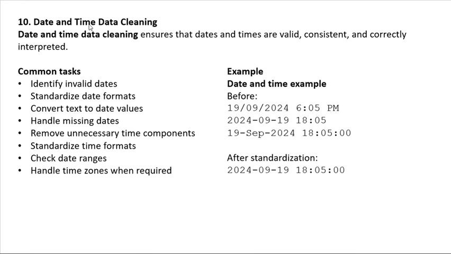And the 10th is date and time data cleaning. Date and time data cleaning ensures that dates and times are valid, consistent, and correctly interpreted. The common tasks are to identify invalid dates, standardize date formats, convert text to date values, handle missing dates, remove unnecessary time components, standardize time formats, check date ranges, and handle time zones as required.